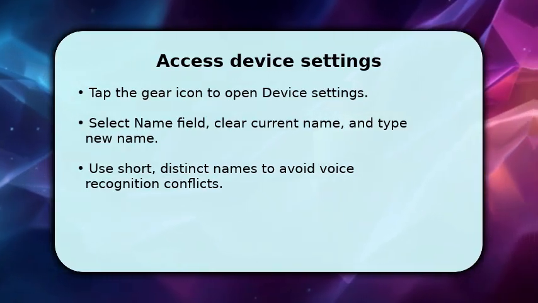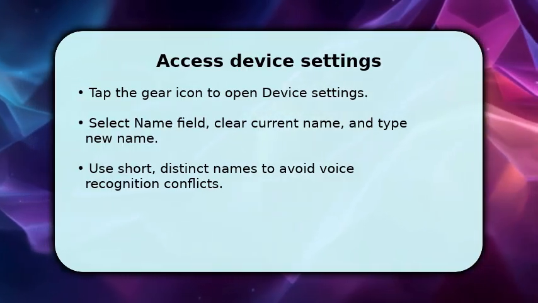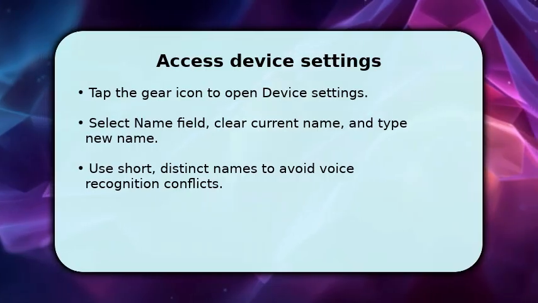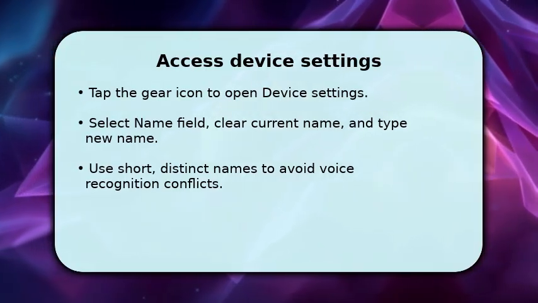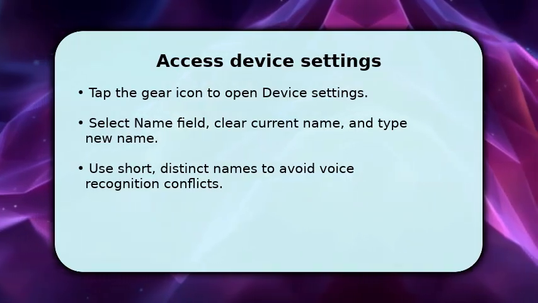Select the name field, delete the existing name, and type the new name you want. Keep it concise and unique so Assistant reliably recognizes it. After typing, make sure to tap Save or Done. If you have multiple devices, repeat for each one.